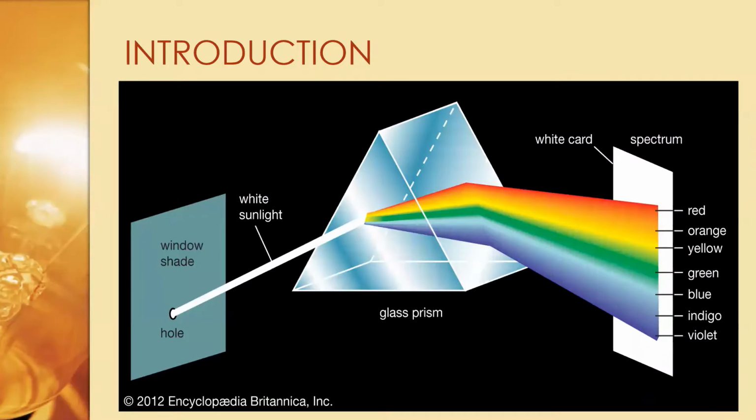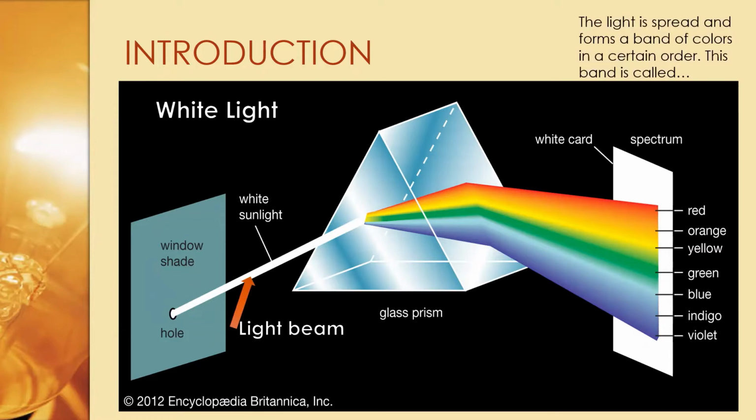You know that light has different colors. Sunlight and lights from electric light bulbs appear mostly colorless or white light. When a white light beam passes through a prism, the light is spread and forms a band of colors in a certain order. This band of colors is called spectrum.